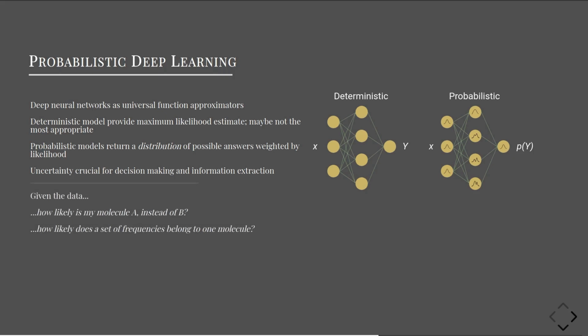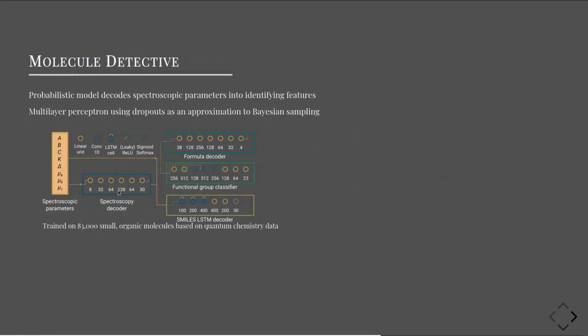And so to rephrase the previous two questions in a probabilistic sense, we're now interested in asking how likely is one answer over another. For example, what's the chance of my molecule corresponding to structure A instead of structure B, given our set of spectroscopic parameters. As an example, when it comes to identifying molecules, we've developed a probabilistic neural network that uses spectroscopic parameters and predicts the possible range of chemical formulas and what functional groups might be present. We use dropout as an approximation to Bayesian sampling, which transforms an otherwise deterministic model to produce samples from an approximate posterior.